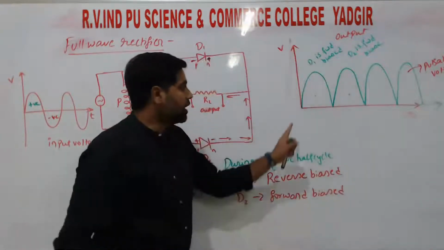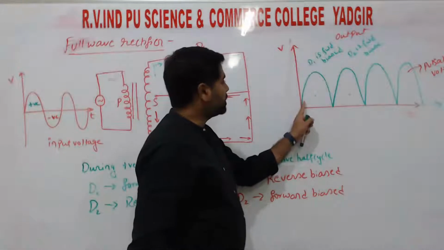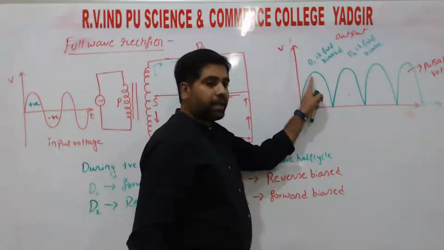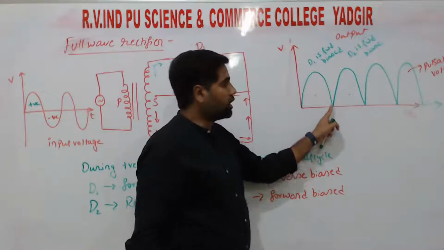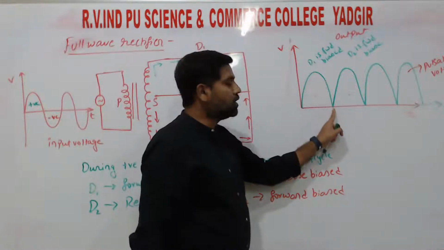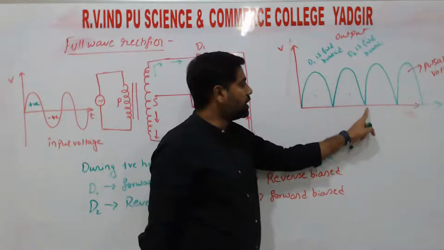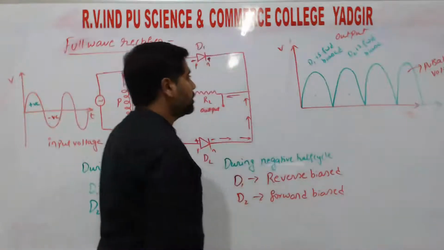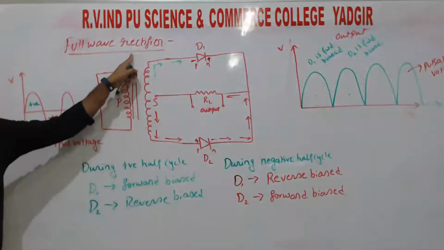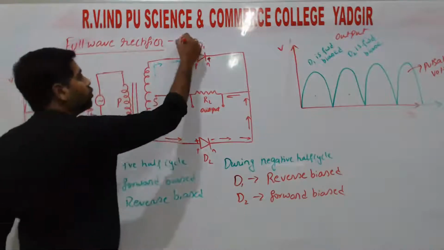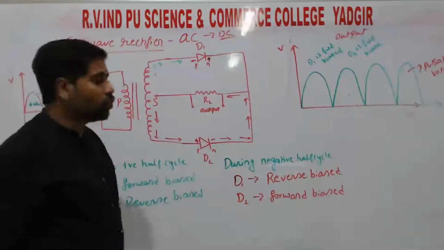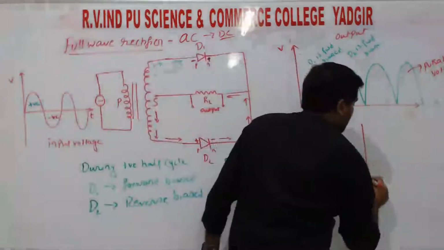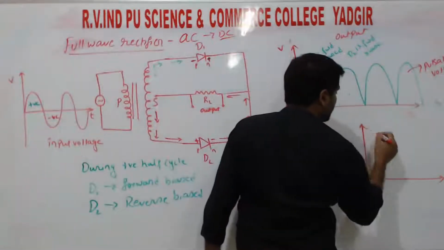Right? So that means as time changes, the voltage increases and again decreases and falls to 0. That means we get the maximum value and 0 value, again maximum, again 0. But the purpose of the rectifier is conversion from AC to DC. So DC is the direct current.